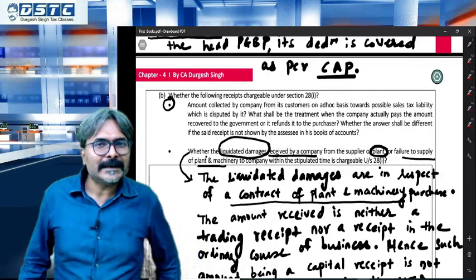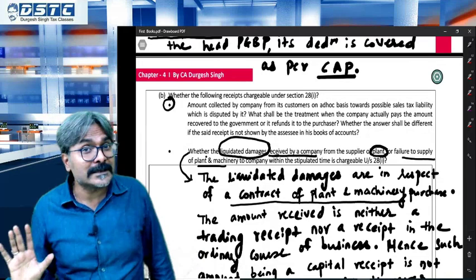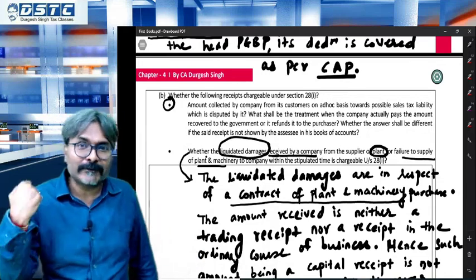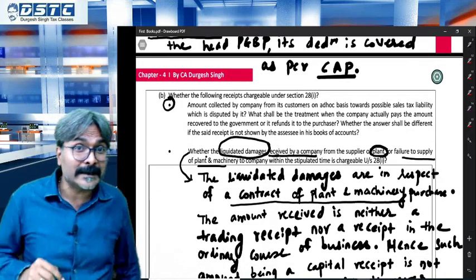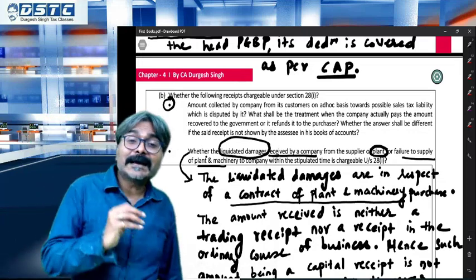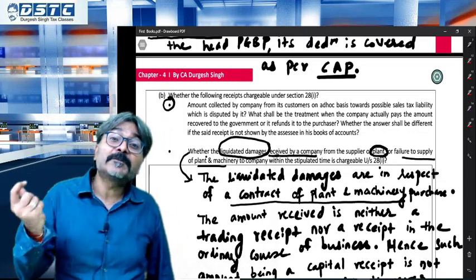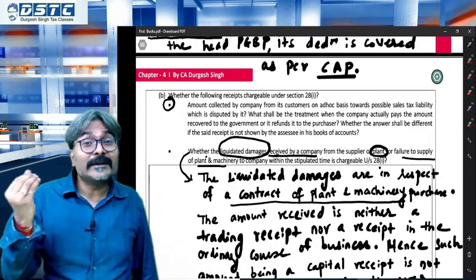Now you tell me, once they recognize the entire amount as the income in year number 2, do they have the money? Think logically, with common sense. Will they have the money with them, or would they have already spent it? 2 years is a big time. Will they have the money in their pocket, or would they have already spent that money? They would have already spent their money.